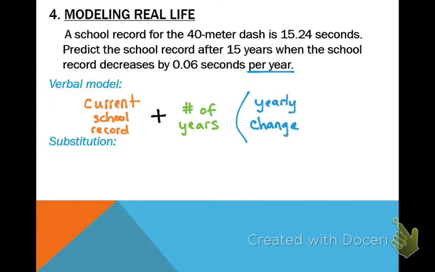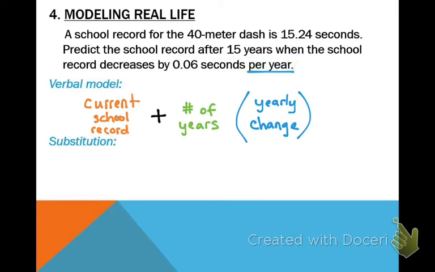So once again, I have put my parentheses because this is multiplying it by how much it changes each year. If I look at this, we know that it's changing 0.06 seconds each year. I could add up together 0.06 plus 0.06 plus 0.06 plus 0.06. I could do that a whole bunch of times, but there's a faster way, multiplying it together. And that's why that word right here, per year, helps us to know we're going to multiply that.